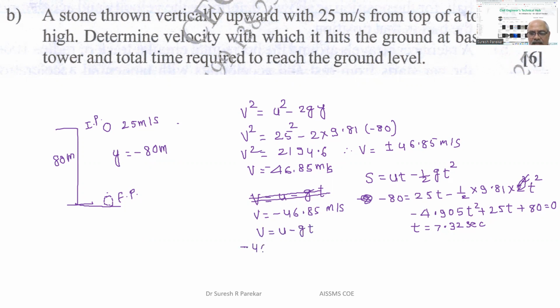So we have minus 46.85 equal to 25 minus 9.81 t. And then we will get minus 9.81 t equal to minus 46.85 minus 25, so minus 71.85. And if you solve this, you have the value of t as divided by 9.81, 7.27 seconds. So a little bit of change you will get, and that's okay.